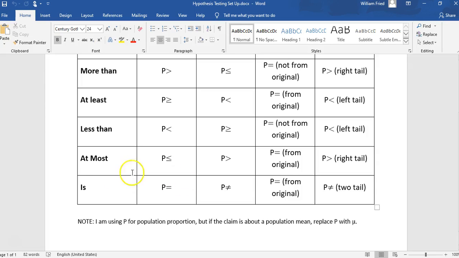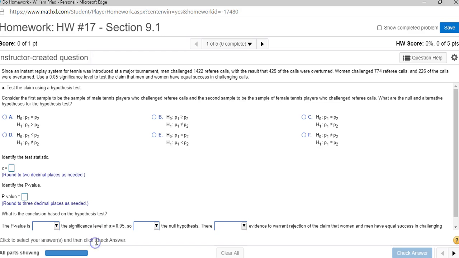Now, in the first part of this question, this is the row that I'm using on this chart. In the first part of this question, they probably ask you to say what the null and alternate hypothesis is. So the null is that they're equal, the alternate is that they're not equal. Which one of these says that? It looks like it's part C that says H0 is P1 equals P2, and H1 is P1 is not equal to P2. So I'm clicking on that one. Then identify the test statistic and the p-value. Well, that stuff we're going to have to use the calculator for.